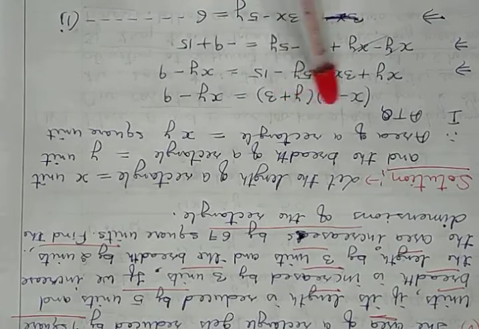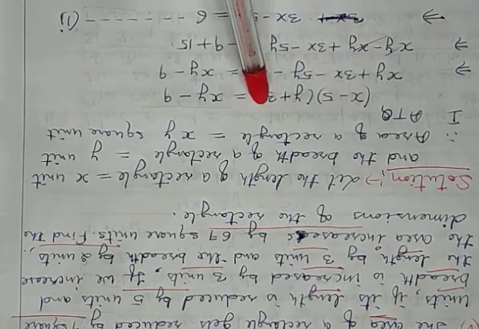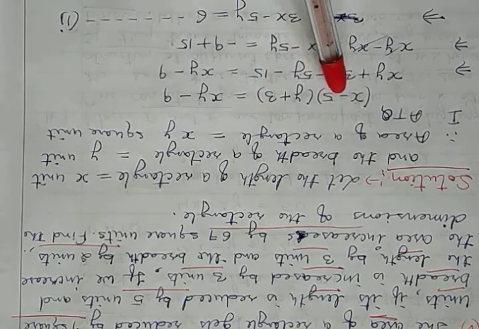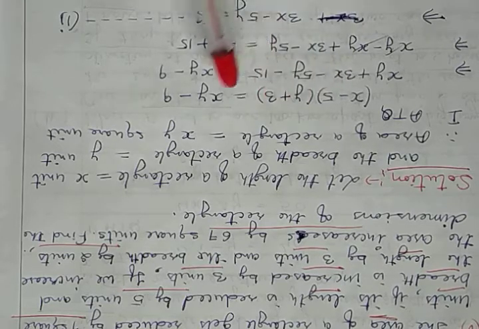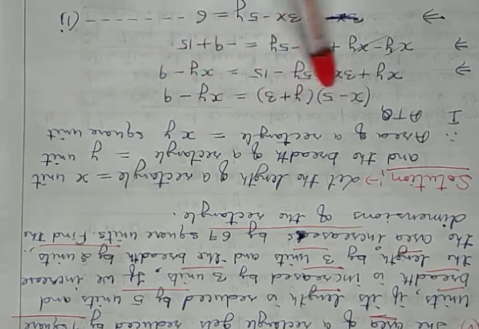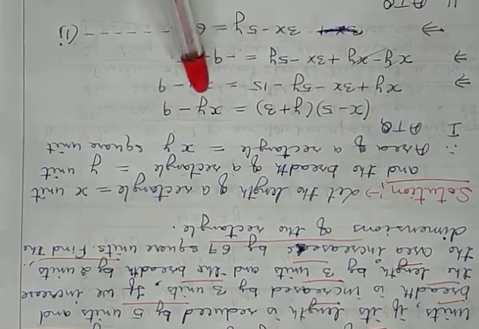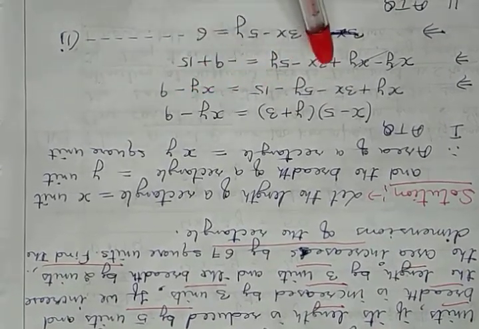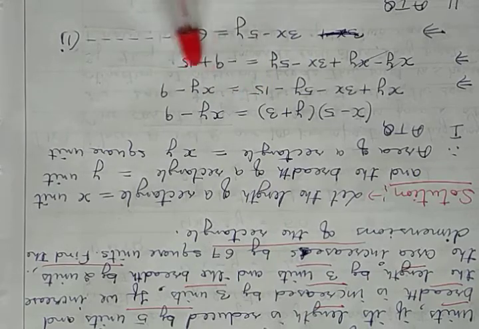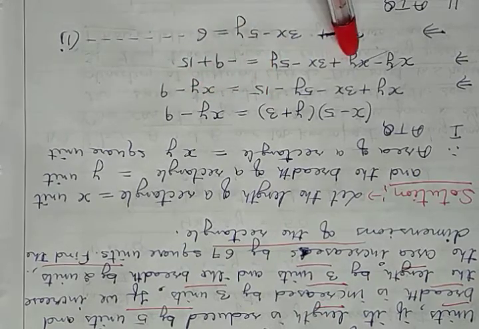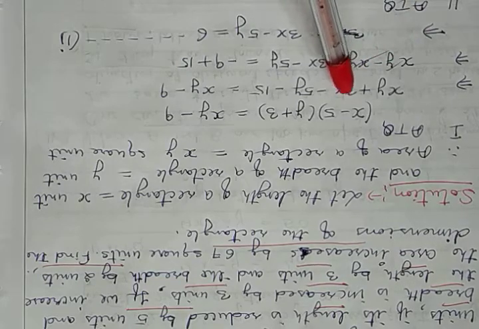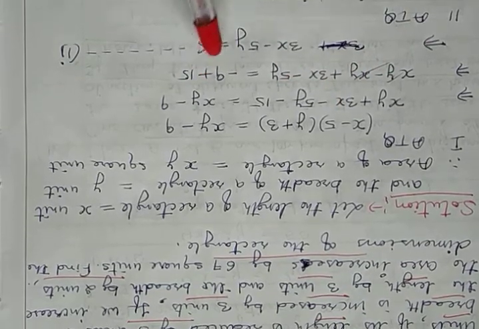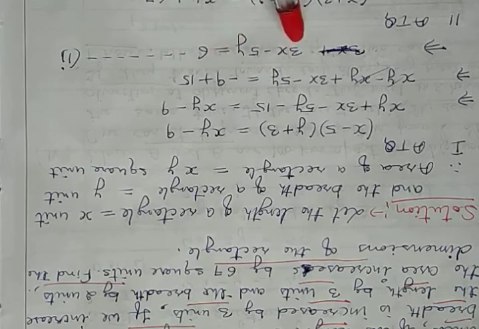Now multiply x into y, x into 3, 3x, minus 5 into y, minus 5y, and minus 5 into 3 is minus 15, equal to xy minus 9. You know how to multiply it. Now taking this to the left hand side and this to the right hand side, the sign will change. xy and xy cancel. 3x minus 5y is equal to 6. It is equation number 1.